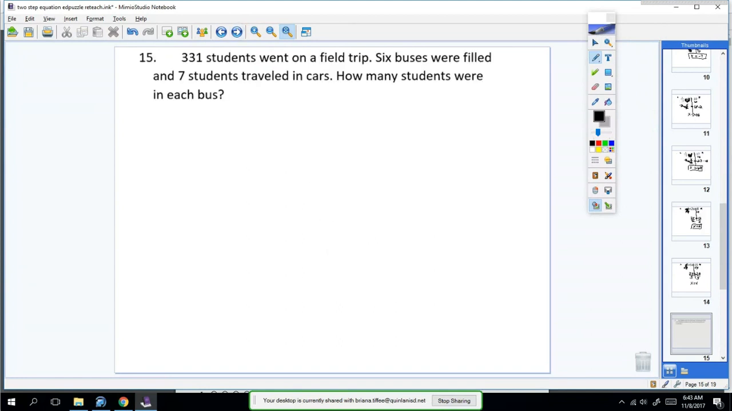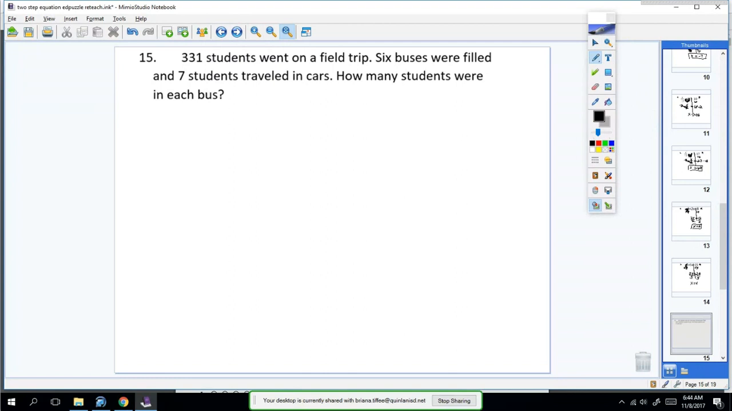All right, let's do some word problems. So 331 students went on a field trip. 6 buses were filled, and 7 students traveled in cars. How many students were on each bus? So the first thing we need to do is write an equation.